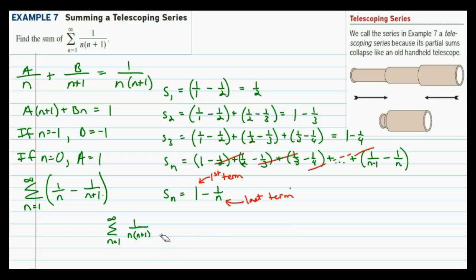So now I can say that the sum of my series, which I could call just plain S, is also the limit as n approaches infinity of the partial sums, which is the limit as n approaches infinity of this S sub n, which is 1 minus 1 over n. Well, as n approaches infinity, that's 1 minus 0, so that's just 1. So the sum of this infinitely long series turns out to be just 1.